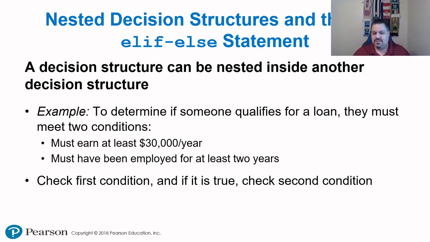All right, at least is the same as greater than or equal. You need to make at least $30,000 a year or more, equal to $30,000 or more, greater than or equal. Same thing with at least 2 years. Number of years you've been employed has to equal 2 or more. So, how do we do this? Well, we do nested if statements.